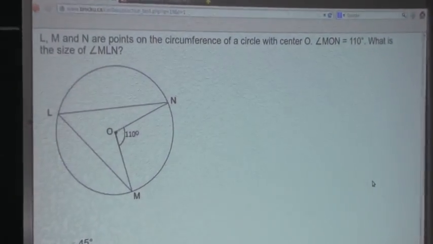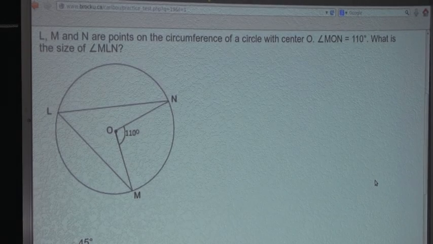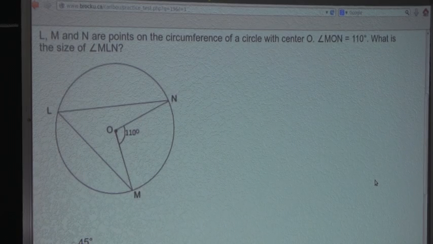L, M, and N are points on the circumference of a circle with center O. Angle MON equals 110 degrees. What is the size of angle MLN?